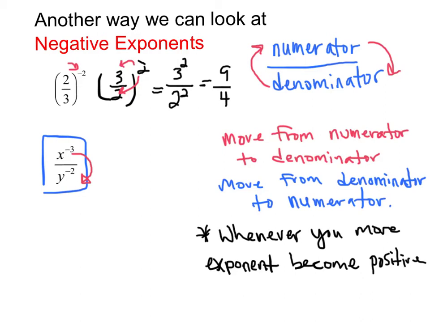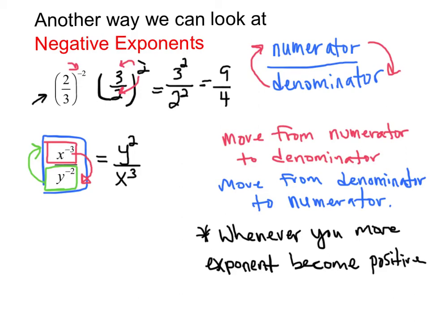If we look at this first example up here, whenever we took the reciprocal, what happened to the exponent? Well, the exponent became positive. So the same thing will happen. This x to the negative third power is going to come down to the denominator, and it's going to become positive. Then this y to the negative 2 power is going to come up to the numerator because of the negative exponent. So these two things switch positions, and this becomes y to the second power over x to the third power.